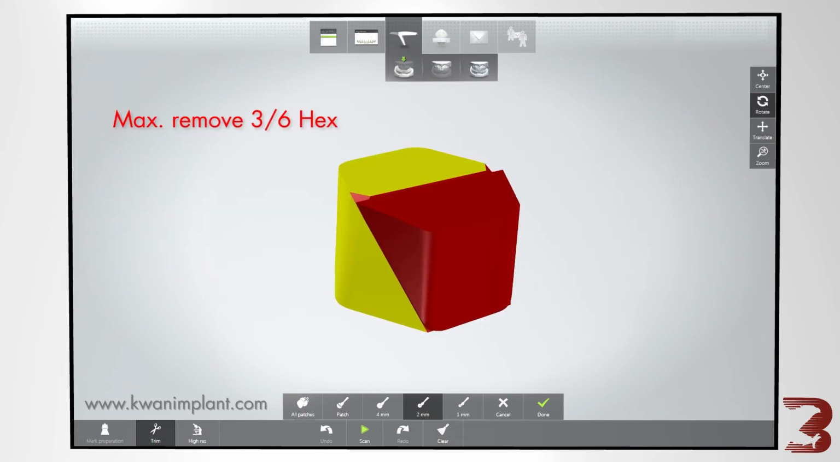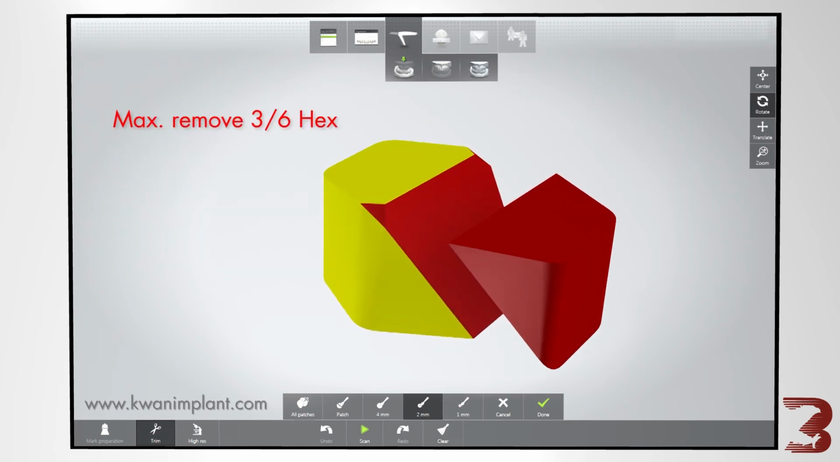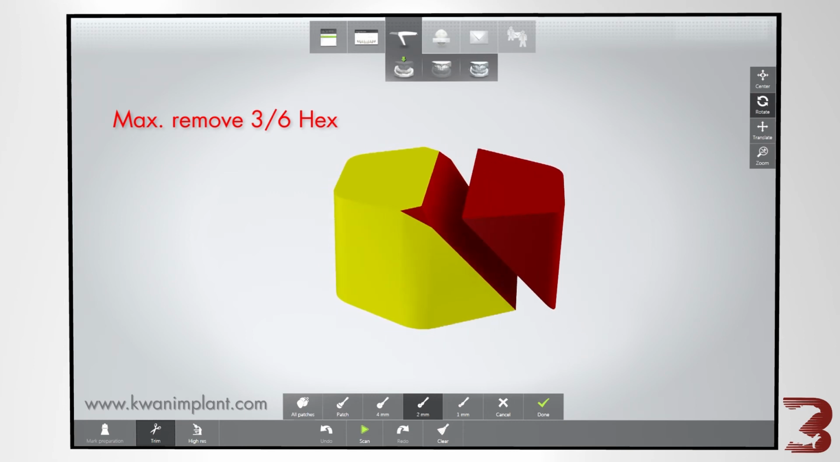Please note that only one side, or 3 of the 6 surfaces of the abutment hex post, is obstructing, never on both sides.